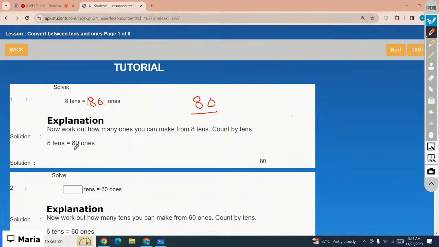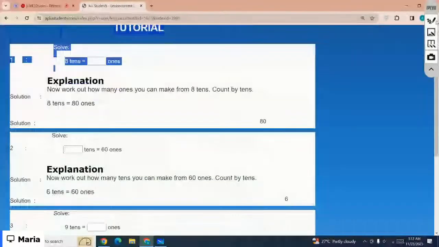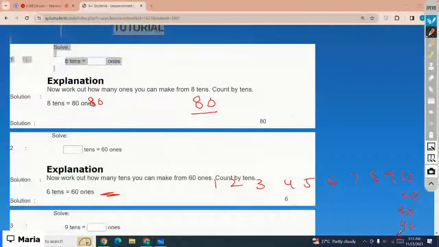The next example is you have 60 ones given. You have to see how many tens you have. 60 ones means you have counting from 1 up till 60, right? So when you count from 1 up till 60, 1, 2, 3, 4, 5, 6, 7, 8, 9, 10. Then you have from 11 to 20. Then you have 21 to 30. Then 40. Then you have 50 and 60. So if you count the number of tens, you have 1, 2, 3, 4, 5, 6 tens. So that is 60 ones equals 6 tens, right?